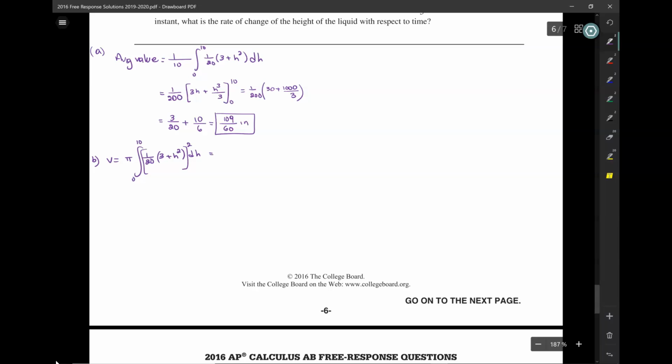So now, if I square the 1 over 20, I get 1 over 400. And so it'll be pi over 400 times the integral from 0 to 10 of 9 plus 6h squared. I'm foiling basically. H to the 4 dh. Let's integrate this guy. Pi over 400, 9h, plus 6h cubed over 3, which is 2h cubed, plus h to the 5 over 5, from 0 to 10. And so here we get pi over 400. I'm going to go underneath here.